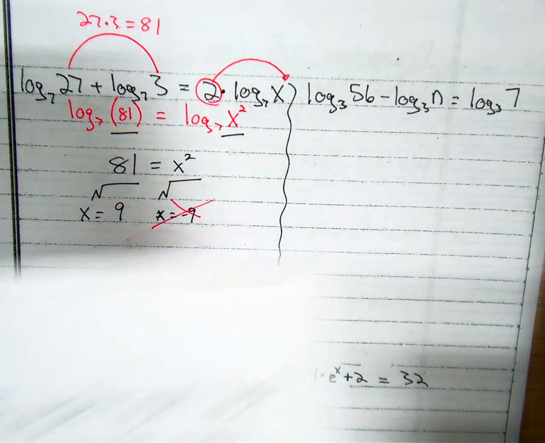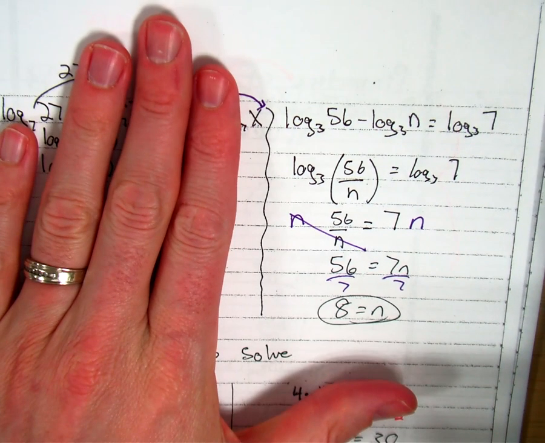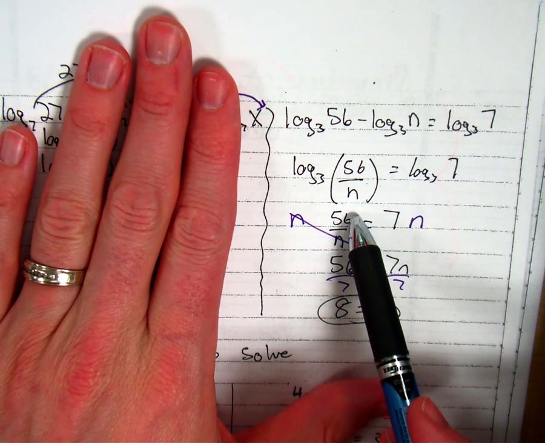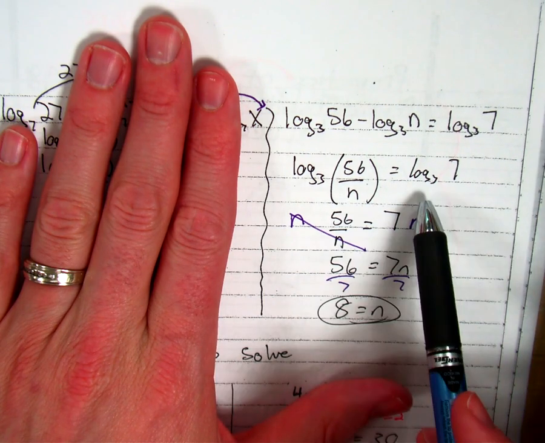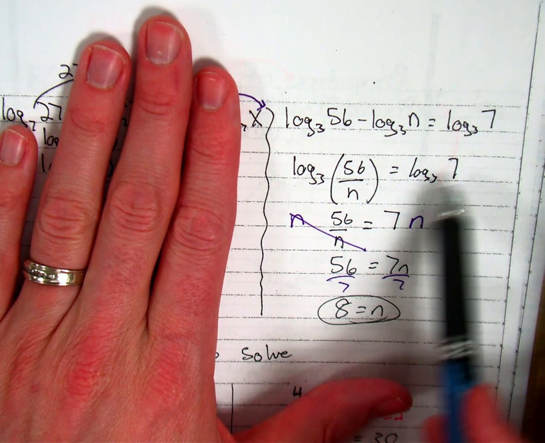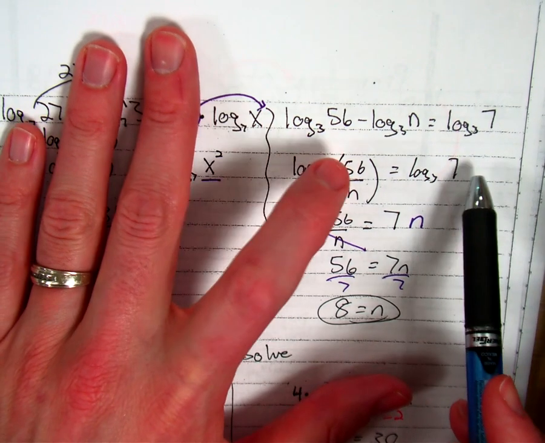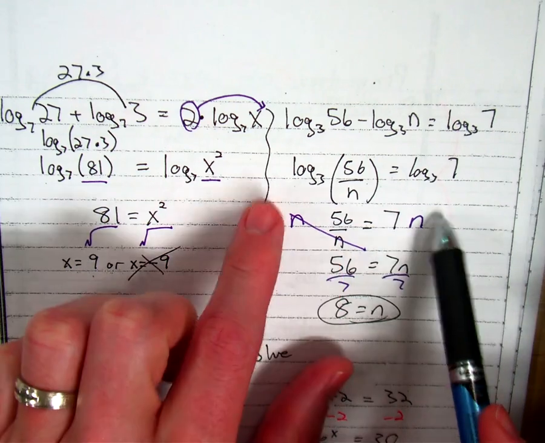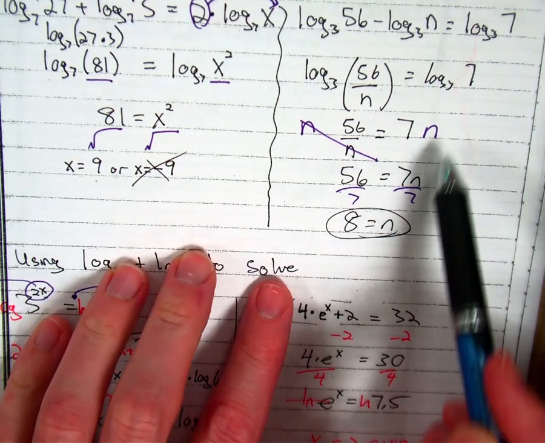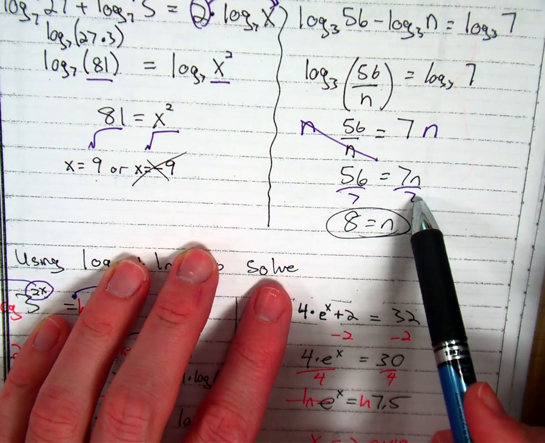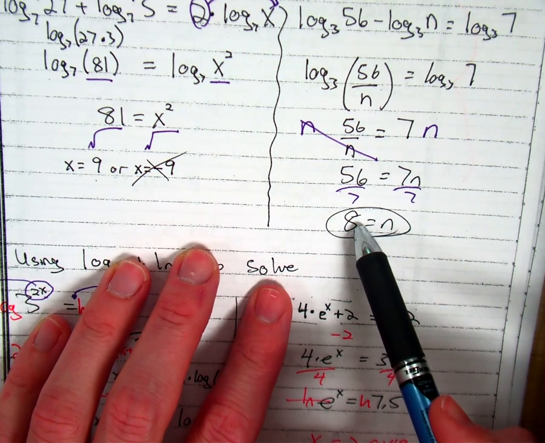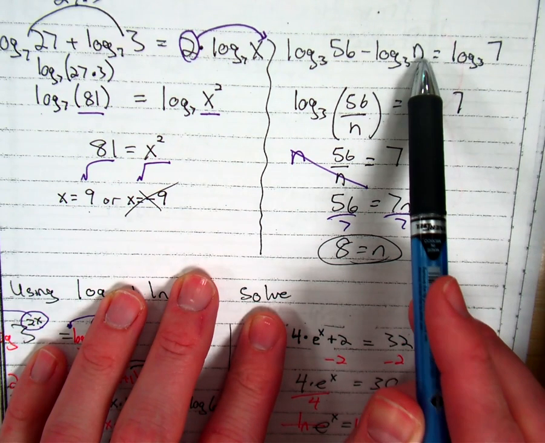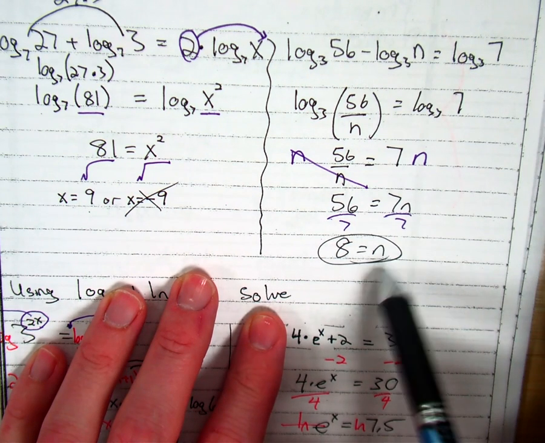Alright, looking at that problem. We're putting them back together with division. We have log base 3 of 56 over n equals log base 3 of 7. They're both log base 3, so I know these pieces have to be the same. Okay, n's on the bottom, so we're going to multiply both sides by n. And then I'm going to divide both sides by 7, and we get 8. Double check to make sure 8 doesn't cause any problems when I substitute it back into the original. It doesn't. We are good to go.